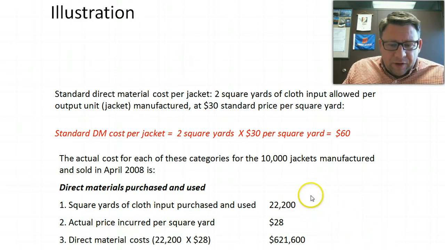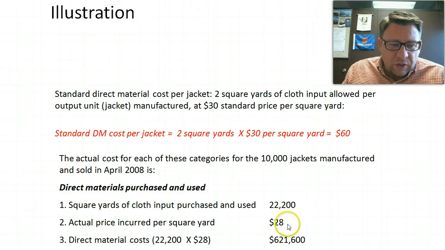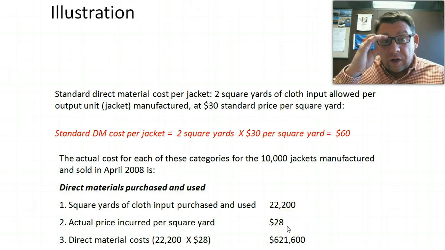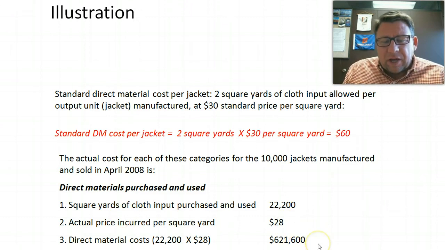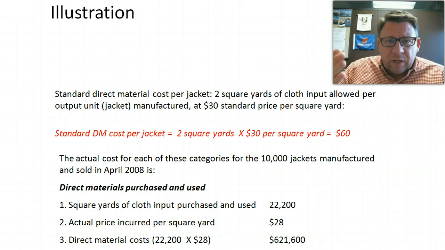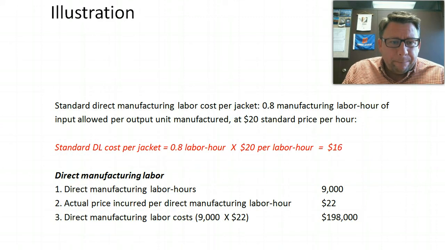And then here you can see the actual items. We actually used 22,200 yards. Our actual price was $28 a yard, and that gave us a direct materials cost of $621,600. We've seen that number before. We'll see it again. It's in our flexible budgets. That was the number for actual direct material usage.